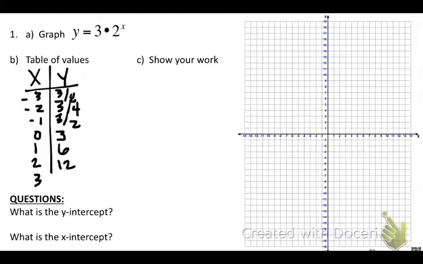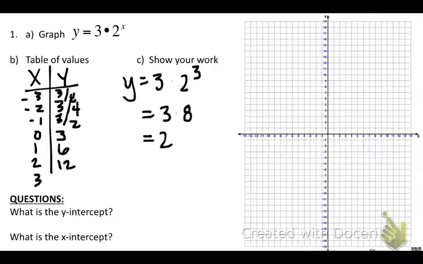And last but not least, if you noticed each number keeps doubling, doubling, doubling, I'm sure you can make a guess at what the next number is going to be. 3 times 8 is 24. Alright, so obviously not all of these points are going to fit on our graph.